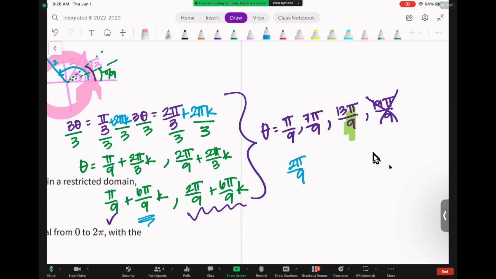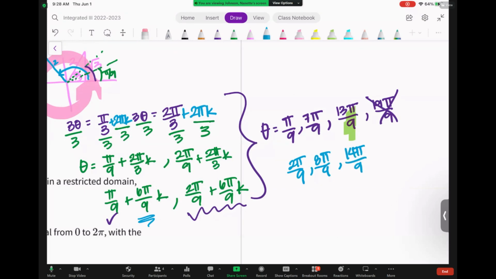Okay, now that you're back and you did these calculations on your own, what you're really doing is you're trying to find all the angles within that first rotation. So I'm going to add 6 pi over 9 to it. So I get 8 pi over 9, which is within the first half circle, so we're good. And then I'm going to add again. So I get 14 pi over 9. And so again, still within that first circle.